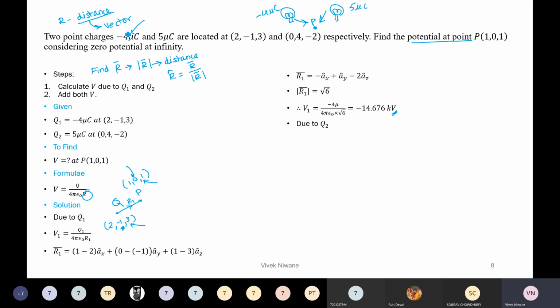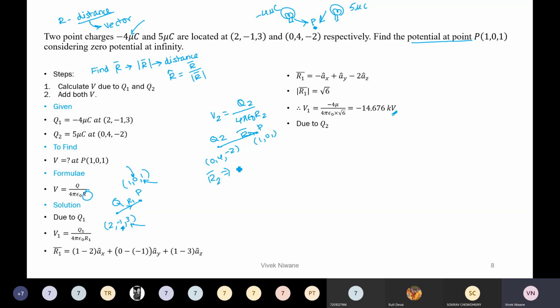Now let us go for the calculations due to point charge Q2. We will follow the same procedure. What is the procedure? Write the expression of V2. Am I right? Q2 upon 4 pi epsilon 0 R2, where Q2 is at (0, 4, -2) and P is at (1, 0, 1). So you can find the expression for R2 bar.